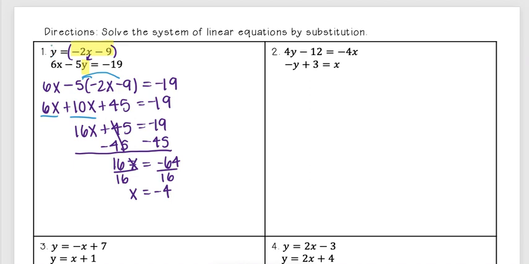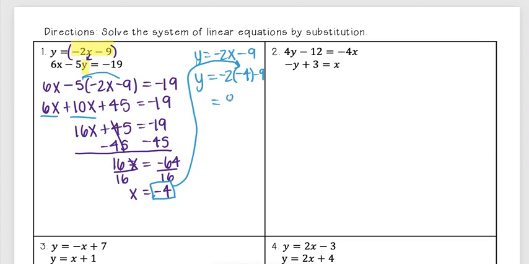Well, handily enough, I already have my first equation solved for y. So I can go ahead and substitute in my x equals negative 4 in for x here. So now I will have y equals negative 2 times negative 4 minus 9. So again, all I did was substitute in negative 4 in for x. Well, negative 2 times negative 4, I get 8. And so I have that y equals negative 1.